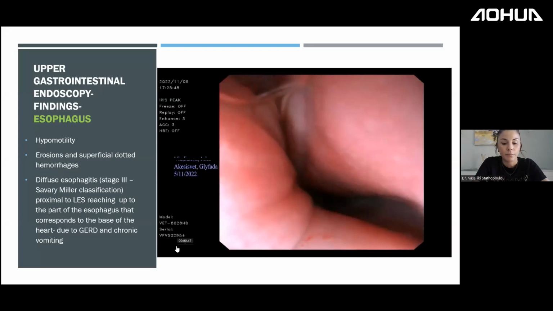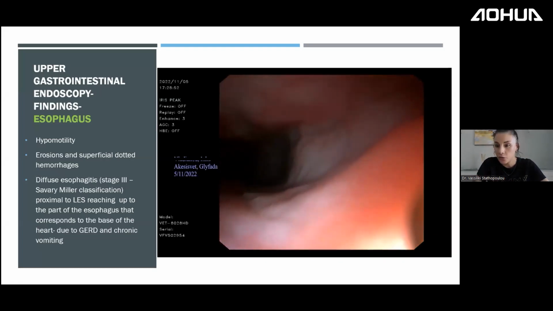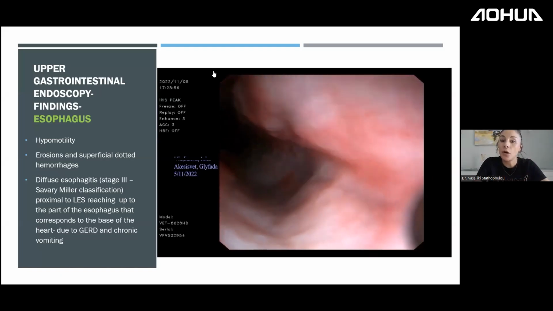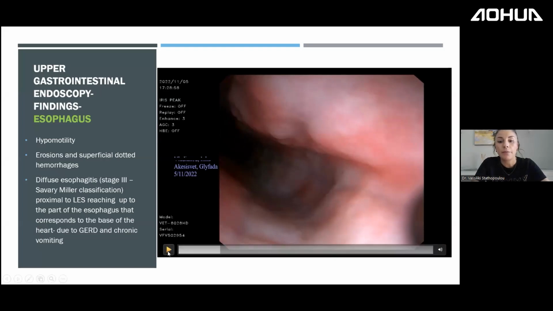But from the specific gravity, it seems that it drank more water. So you see that sometimes the owners will not say anything about polyuria polydipsia, but the animal might drink more water than it should. Okay, let's go to the esophagus.